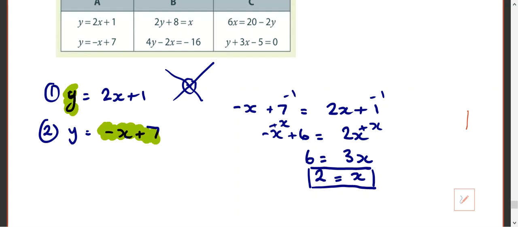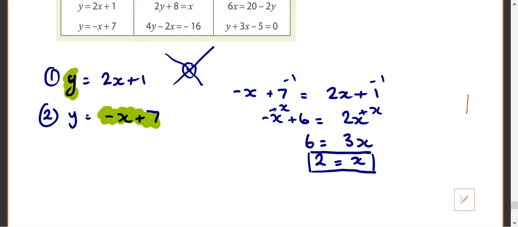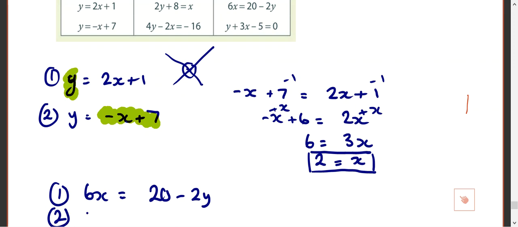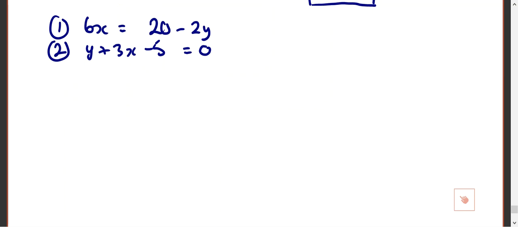And we're going to do the substitution method. So write that down. Number 1 is 6x is 20 minus 2y. Number 2 is y plus 3x minus 5 is equal to 0. Agree? What would you do first for this one? Which one would you rearrange?